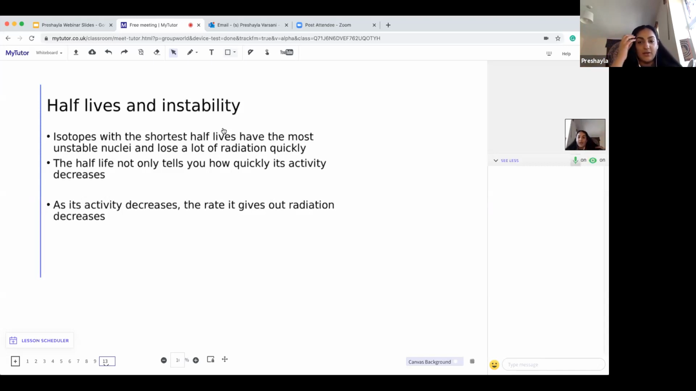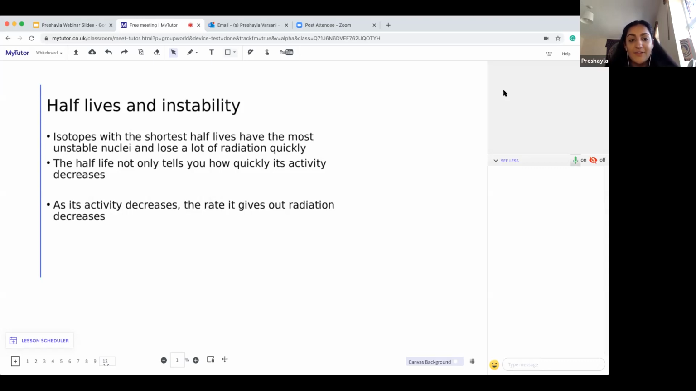Okay, and then another nuclear issue that we have is half-lives and instability. Isotopes with the shortest half-lives have the most unstable nuclei and lose a lot of radiation quickly. Half-lives can have a huge range of quantities. It can be a fraction of a second to thousands and thousands of years. And if an isotope has a really short half-life, then it's really unstable and it will lose a lot of radiation quickly.